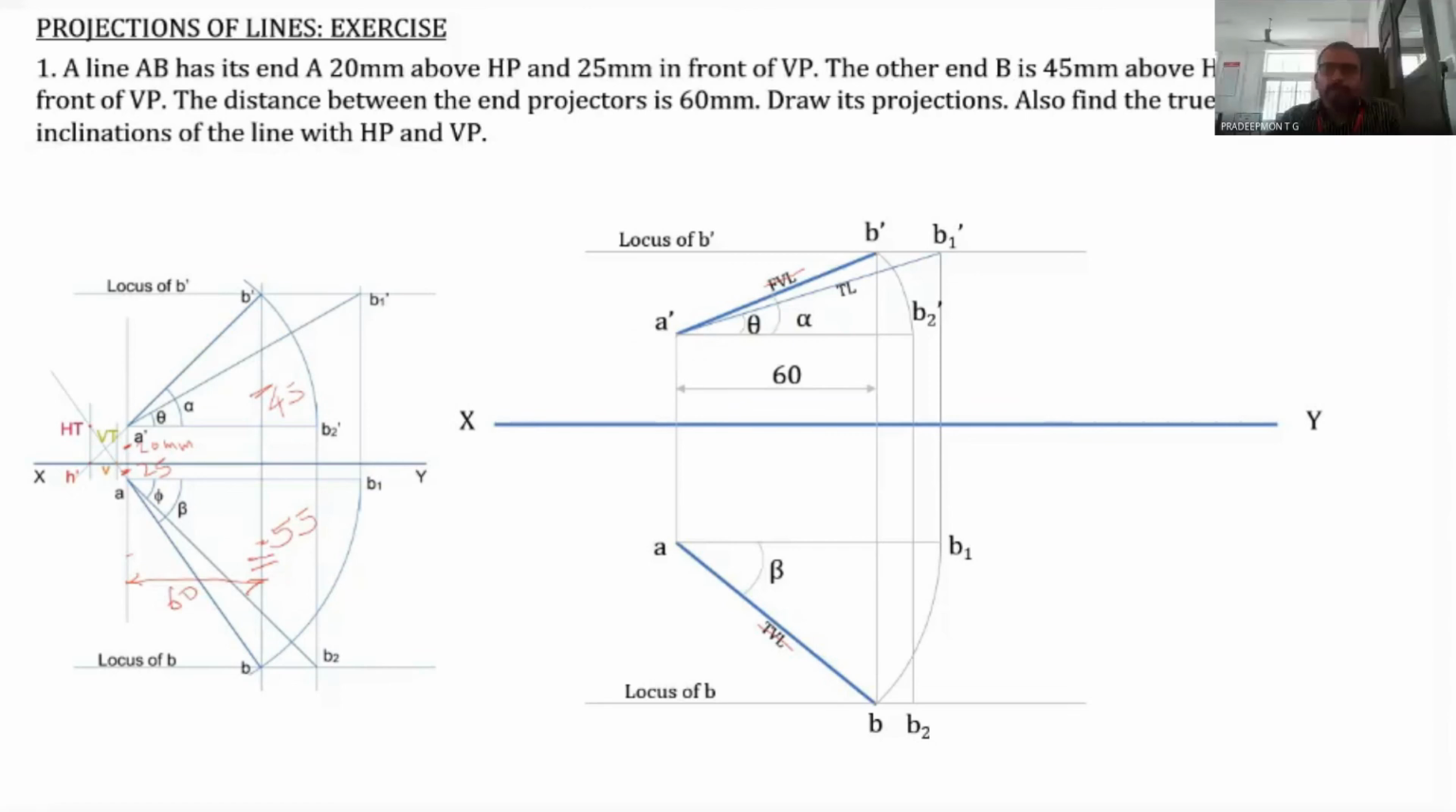Now join A and B2. So the length of AB2 is again the true length, and this length should be equal to A dash B1 dash. A dash B1 dash is equal to AB2. And the inclination of AB2 with the horizontal line or with the XY line is known as phi, the true inclination with the VP. Phi is given here.